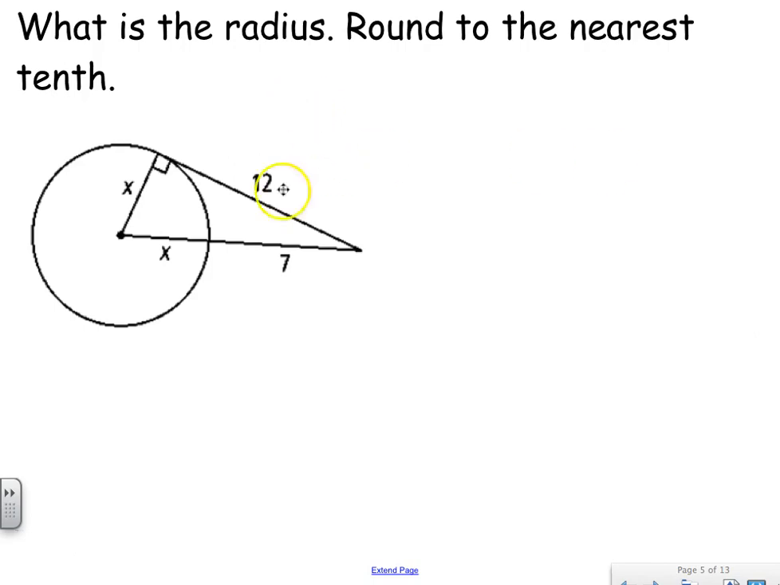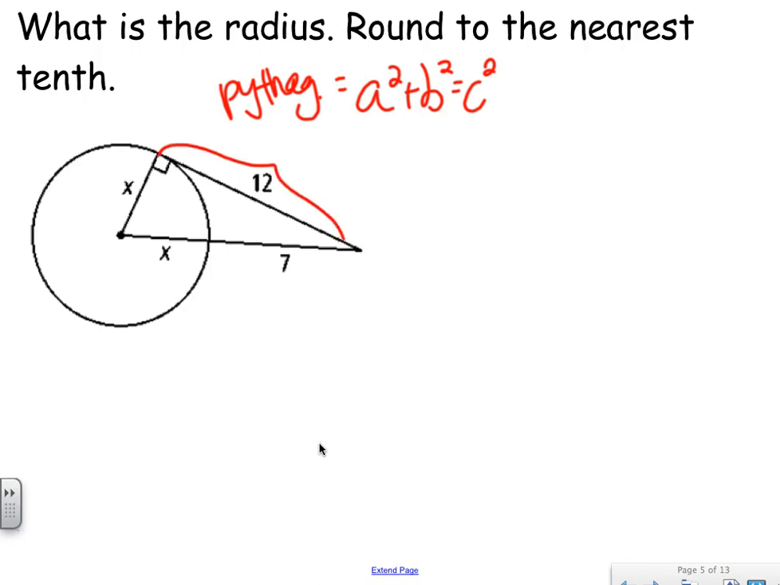Okay, so it says, what is the radius? So I'm looking for x, and I've got two x's because I've got two radii coming from this triangle. So I have a right triangle, and I know all the sides, and I don't know any angles. So that means I'm going to be using the Pythagorean theorem, which you remember is a squared plus b squared equals c squared.